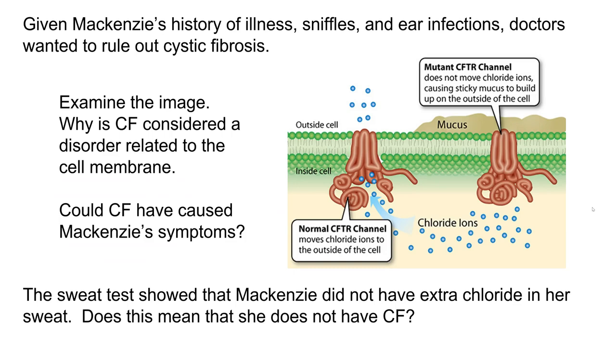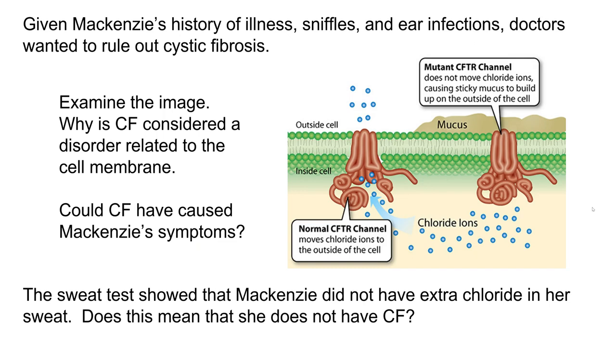So the doctors, given Mackenzie's history of illness, sniffles, and ear infections, wanted to rule out cystic fibrosis. Cystic fibrosis is a genetic disorder that you are born with, in which your goblet cells overproduce mucus in all of your body systems, and the mucus coats the organs and causes systemic problems. If your lungs are coated in mucus, you're breathing less efficiently. If your digestive system is coated in mucus, you're digesting less efficiently, whatever.